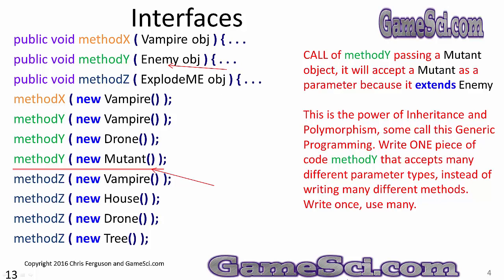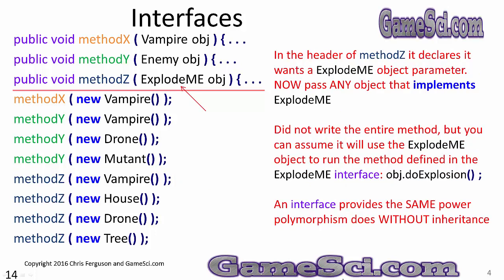This is the power of inheritance and polymorphism. Some call this generic programming. We want to write one piece of code, method Y, that accepts many different parameter types instead of writing many different methods. We want to write once and use many. When you code like method Y, you can pass it any Enemy object. When you code like method X, you can only send a Vampire object. Now let's get real creative.